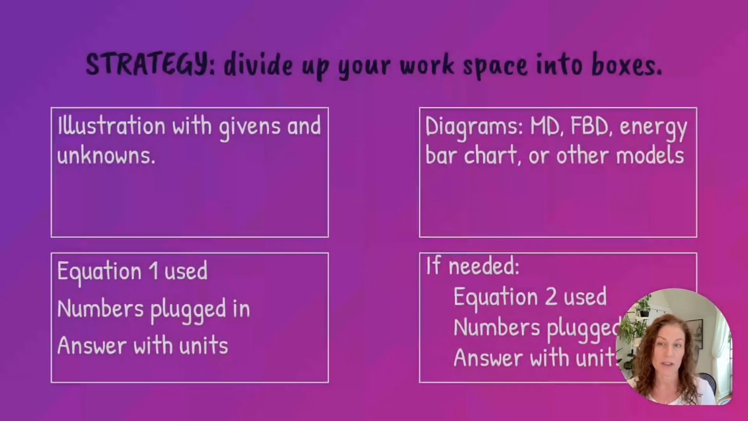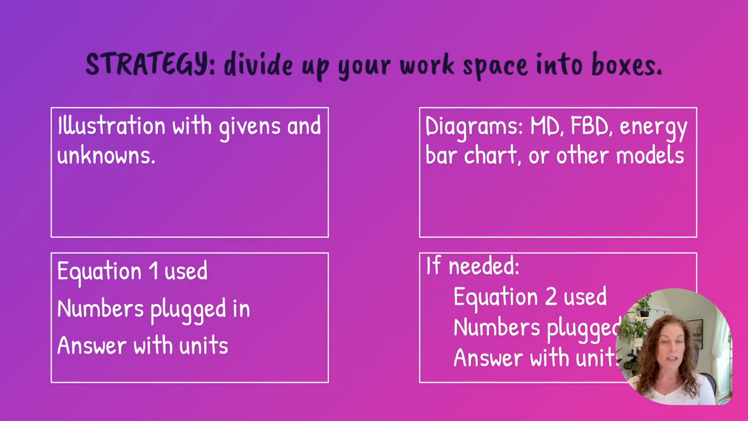I'll show you an example of that. Your strategy is going to be to divide up your workspace into boxes, or like into four. Generally, you've got a corner with the illustration, the givens, the unknowns, all your diagrams can go there, and then you have your equation with the numbers plugged in and answer with units. If other equations are needed, that could go in another box, and you can keep doing that. Just organize your work in chunks. You can actually put lines, make yourself a grid, whatever makes you happy.